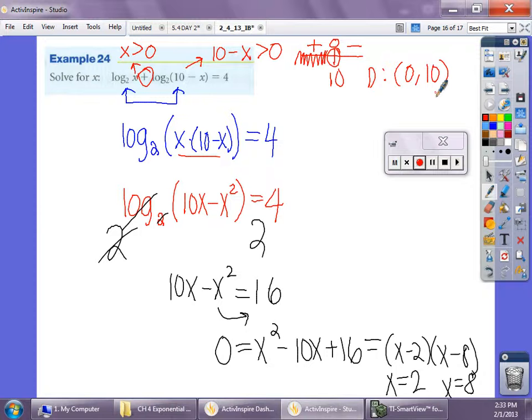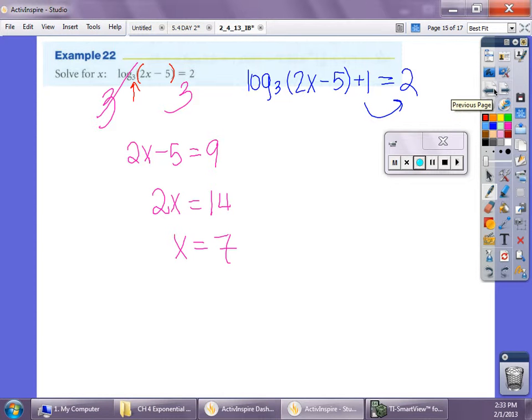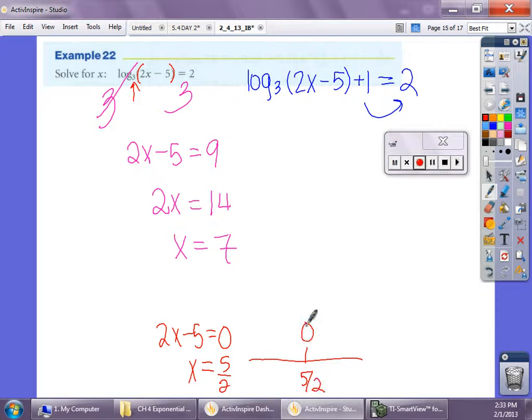So if you look, x equal to 2 and x equal to 8 are both within that domain, so they both work as our solution. I'm going to go back and double check the one I did here. I want to double check 2x minus 5, set it equal to 0, the domain. X is equal to 5 halves. 5 halves is 0. If I substitute in 100, it's positive. Negative 100 would make it negative, so the domain for this is anything bigger than 5 halves, which is 2.5. And 7 is definitely greater, so this works. Alright.